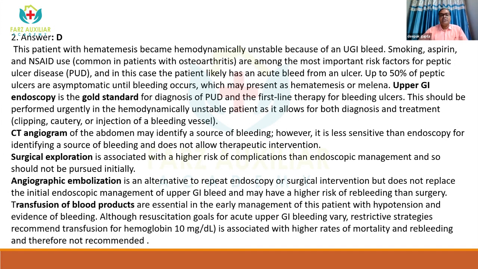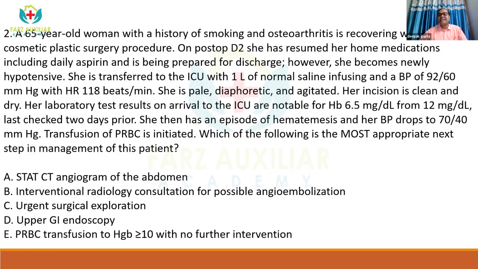You all know this. So upper GI endoscopy is said to be the gold standard for this. Why? Because it makes a diagnosis of peptic ulcer disease, and it is also the first line therapy for bleeding ulcers. This should be performed urgently in a hemodynamically unstable patient, as it allows both diagnosis and treatment. Out of all these modalities, upper GI scopy is the only modality which will give us the diagnosis and also be therapeutic. And they have told that even in a hemodynamically unstable patient, because many of the people have thought that the BP was shown to be 70/40.